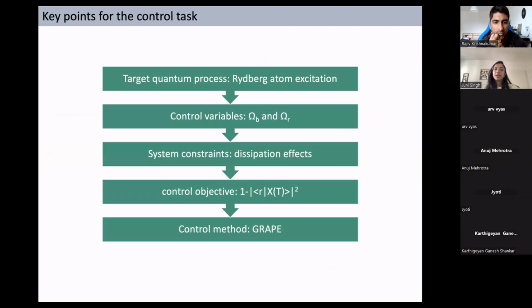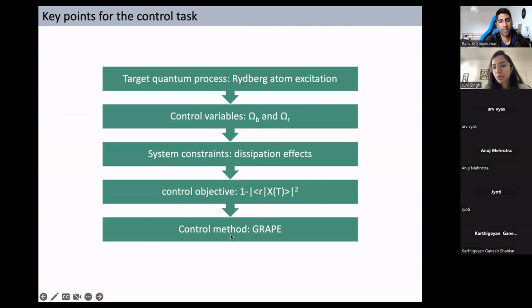So now, on the same workflow we saw earlier, we wanted a quantum process. We have it. It's Rydberg atom excitation. We have our control variables, omega B and omega R. We know our system constraints in the form of equations, which were the dissipation effects. These are there and we have to deal with it. And we also have our control objectives.